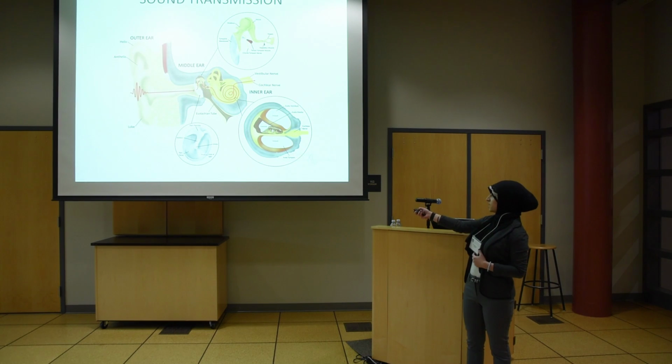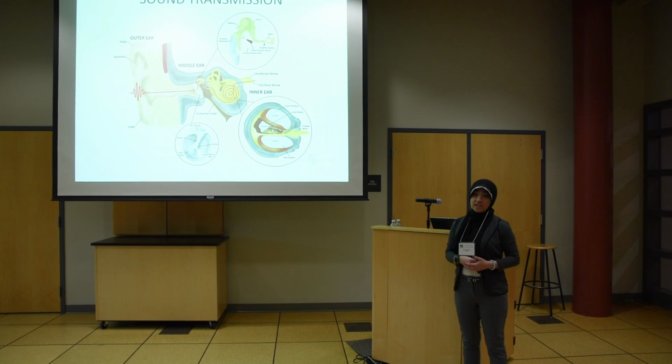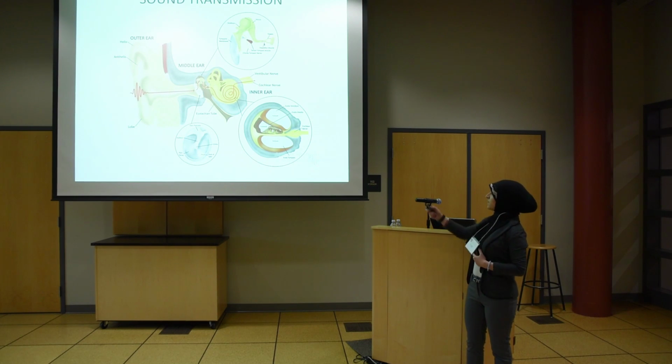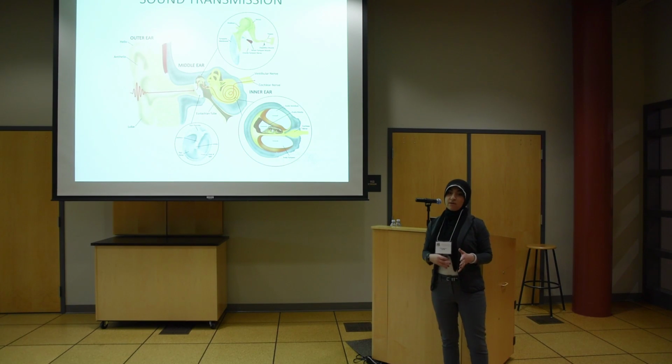So if you look at the cross section of the cochlea right here, you can see that it's filled with fluid. So the vibrations of the stapes are transmitted into fluid waves in the cochlea. Those fluid waves then depolarize the hair cells in the cochlear duct right here, and then signals are sent back to the brain via the cochlear or the auditory nerve.